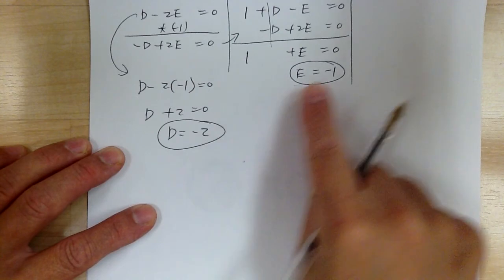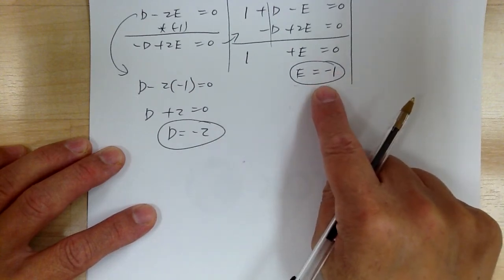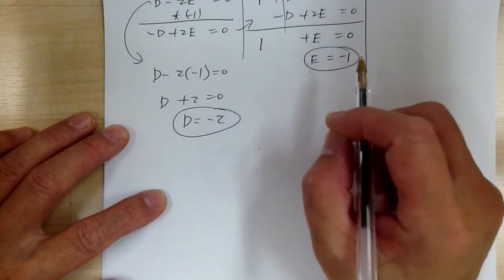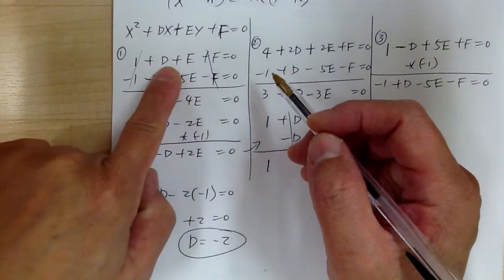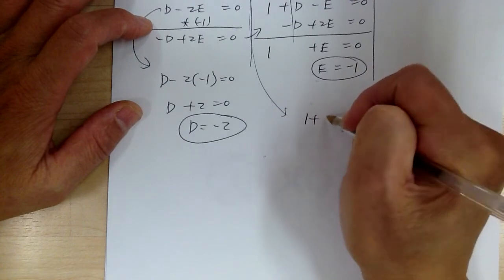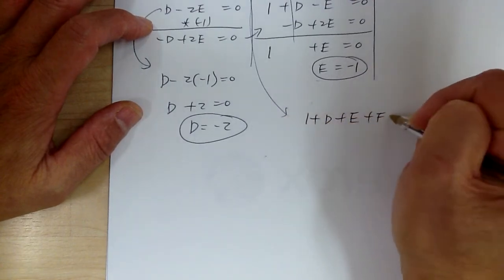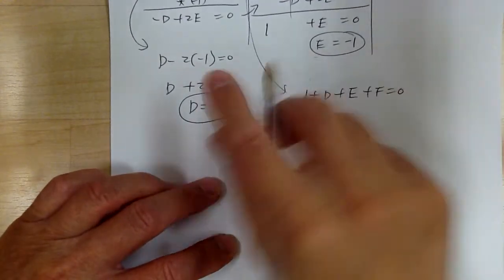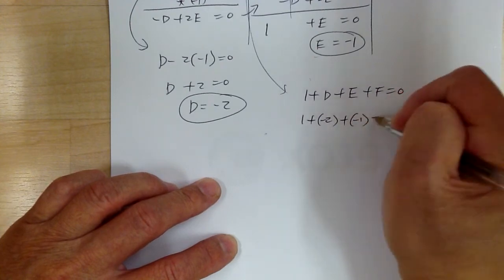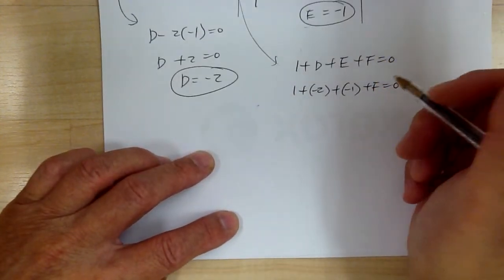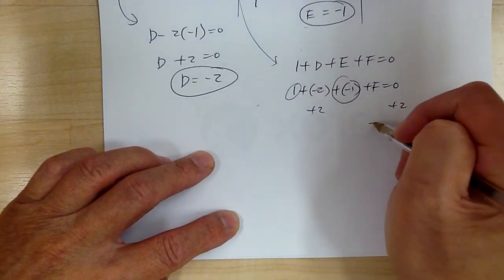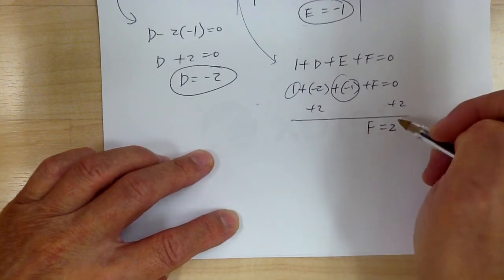Once I find d and e, I can look for f and look for the easiest equation. I'm going to use probably this one. This is probably the easier one. So I get 1 plus d plus e plus f equal to 0. I can choose the easiest equation to use. So I get 1 plus -2 plus -1 plus f equal to 0. And so this and this cancel out. So plus 2, so f equal to 2.